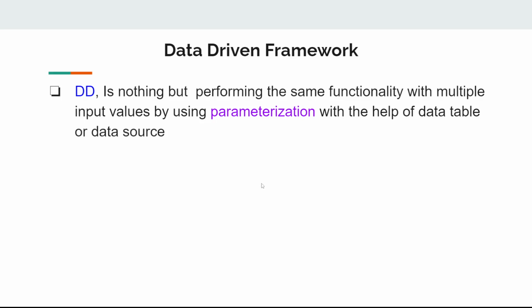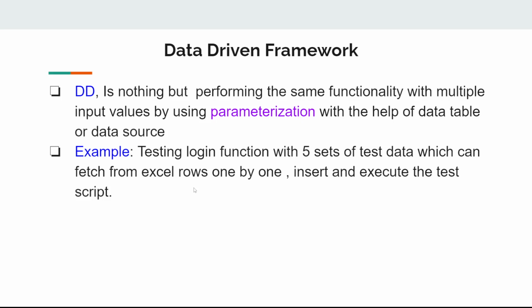The next one is data-driven frameworks. So data-driven is nothing but performing the same functionality with multiple input values by using parameterization with the help of a data table or data resource. As an example, again, testing login functionality with 5 sets of test data, which can be fetched from an external resource like Excel rows one by one, inserted and executed, passing the testing data from this external resource to your test script.